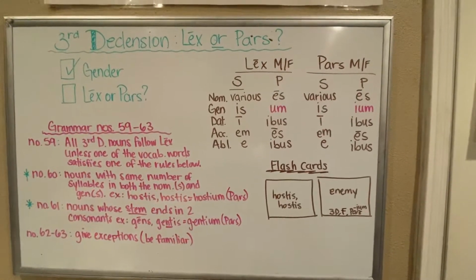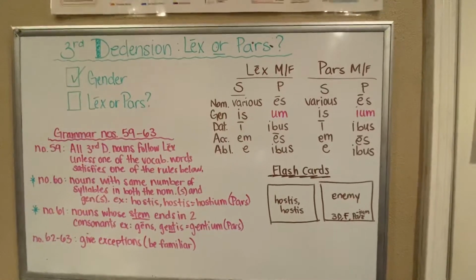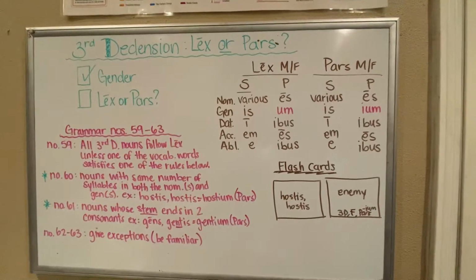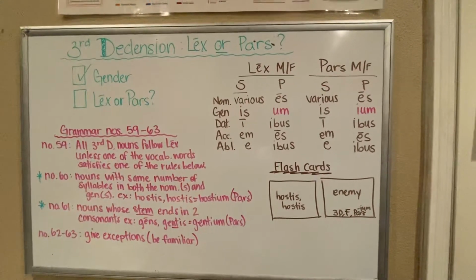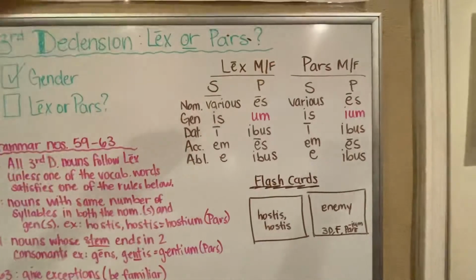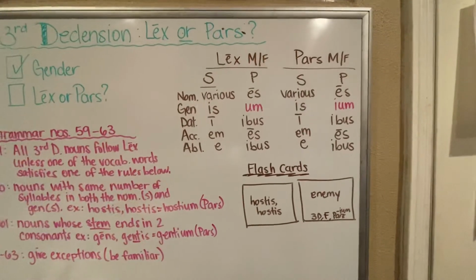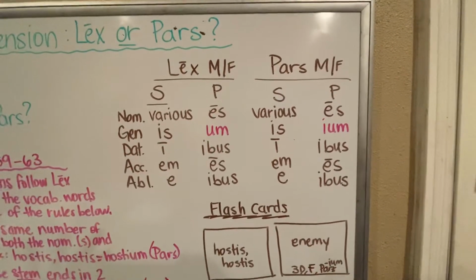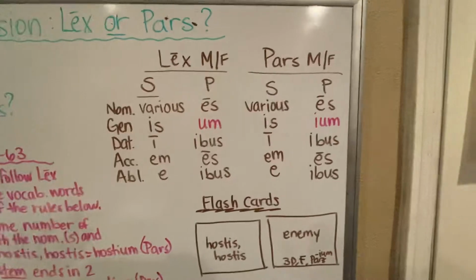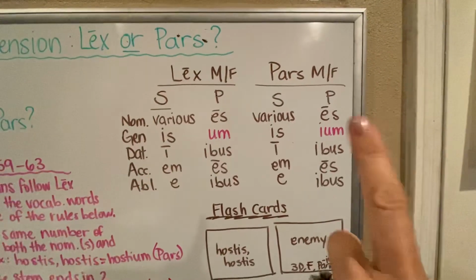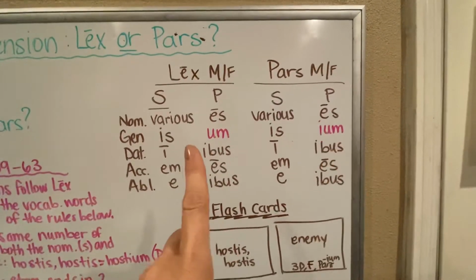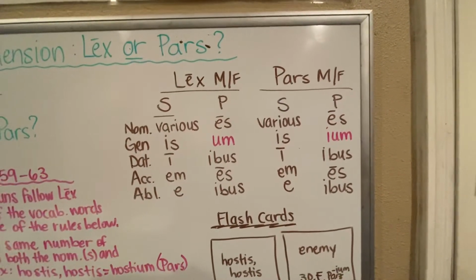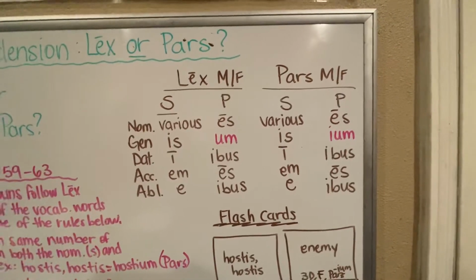Okay, in the last video, we focused on the third declension and we were looking at the gender. That's one of the things we need to determine in the third declension, because we recognize that lex and pars, you see up there, both have masculine and feminine listed next to them. That's simply to indicate that words can be masculine or feminine, and can be either a lex word or a pars word. And so the gender doesn't tell us to what declension the vocabulary words belong.